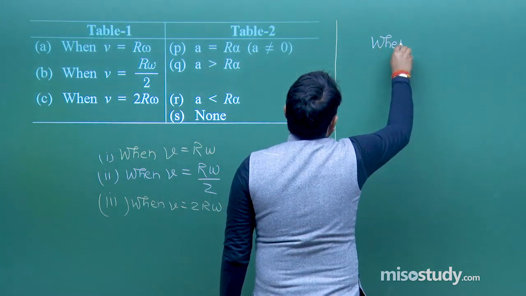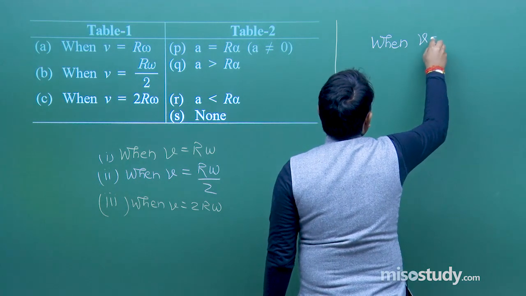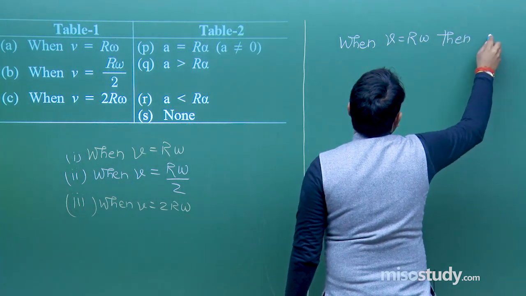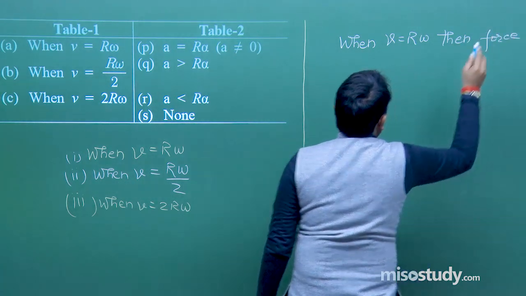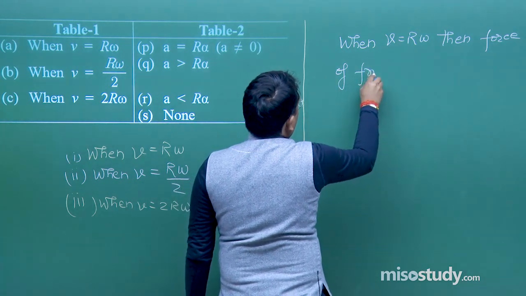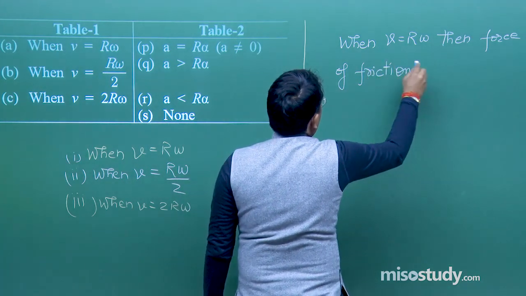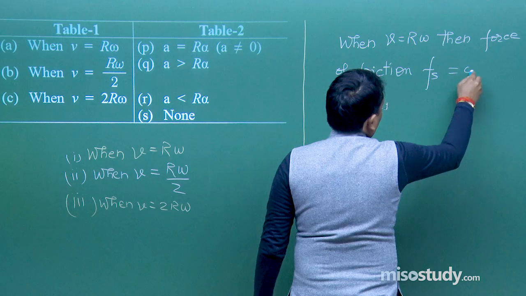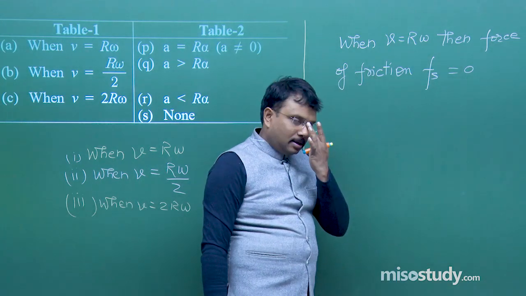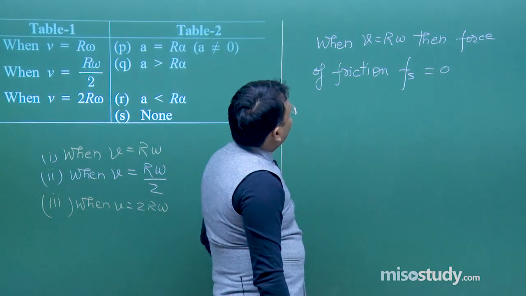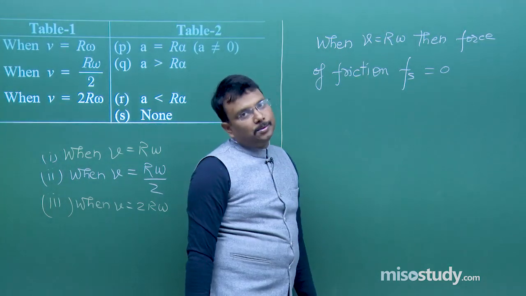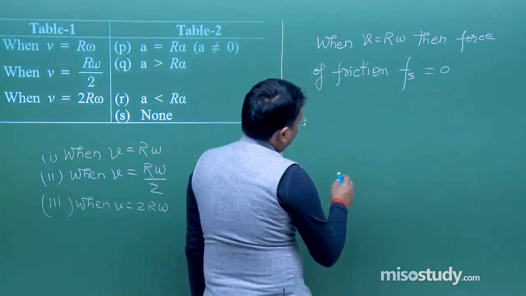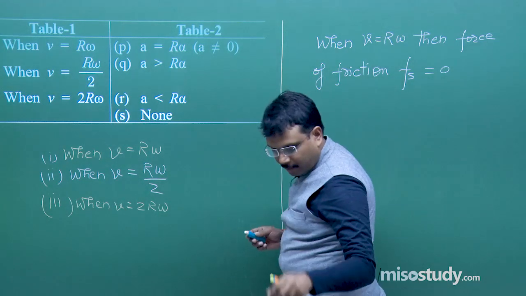When v is equal to R omega, then force of friction Fs, in general it is represented like this, is equal to 0. Fine. In general it is represented by like this way. So, when v is equal to R omega, then force of friction Fs is equal to 0. Fine. Now, when this scenario is there, it means omega, where is that diagram?